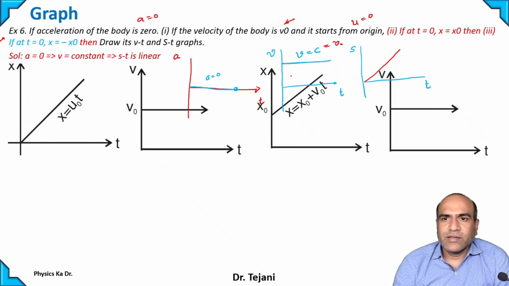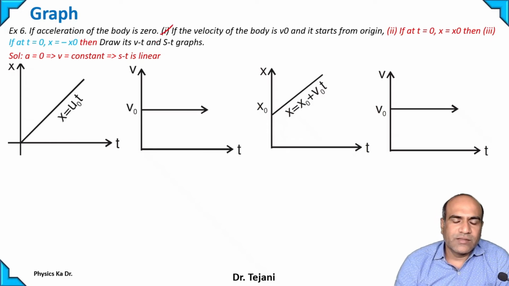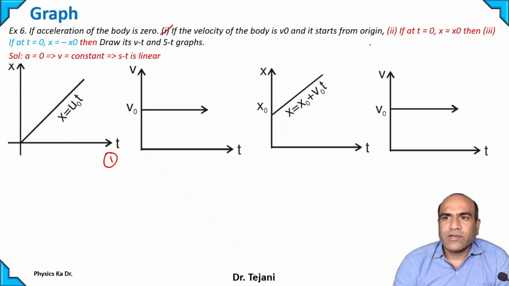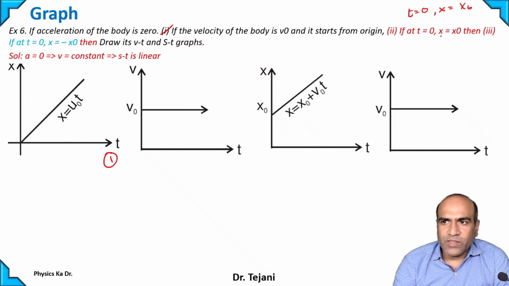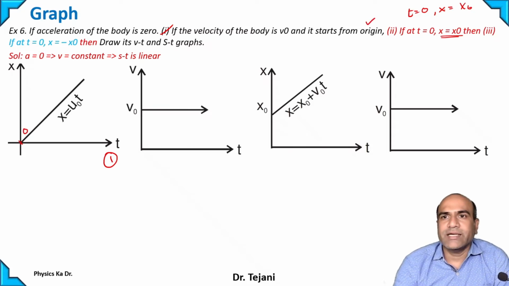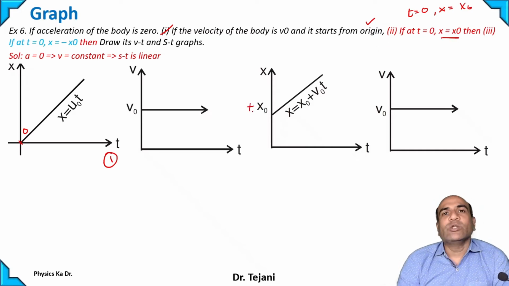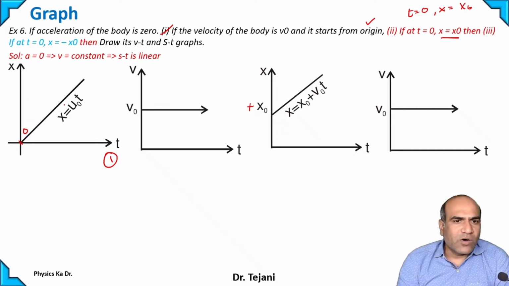Then in the second case, so the first case is done. This is case number 1. In the second case, if t is equal to 0 and x is equal to x0. In the first case, x started at the 0 position, the origin, and it is mentioned here to start from the origin. But in the second case, it is mentioned that x starts from positive x0. Otherwise, all other things are similar.